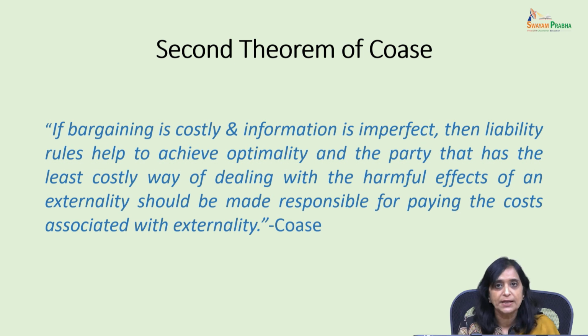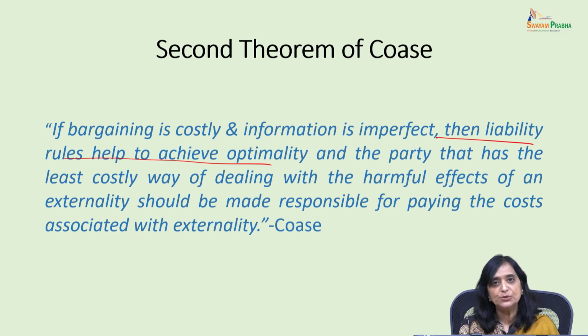But the second part of the Coase theorem says that if bargaining becomes costly, that is, many parties are involved, information is imperfect, and it is not only the monetary cost but the psychic cost, and you are not able to decompose how much air pollution is because of industry and how much because of vehicles, then comes the role of law. Then liability rules help to achieve optimality. That is when we said that economics and law are integrated in the Coase theorem. So it says that if bargaining is costly and information is imperfect, then liability rules will help to achieve optimality, and the party that has the least costly way of dealing with the harmful effects of the externality should be made responsible for paying the cost associated with the externality.